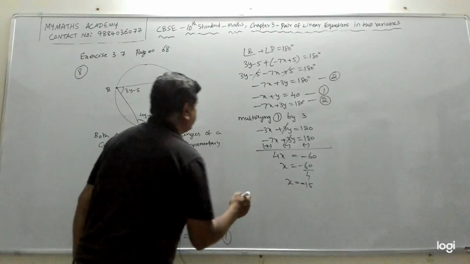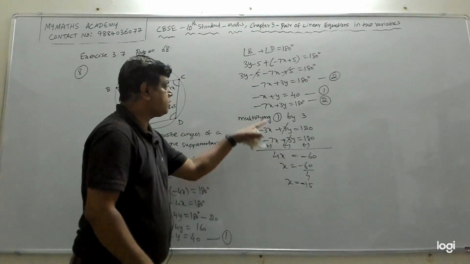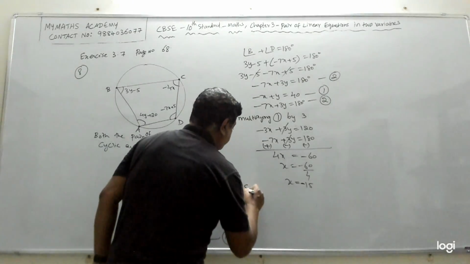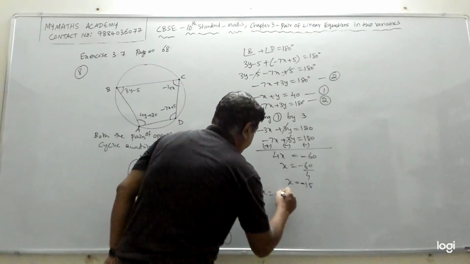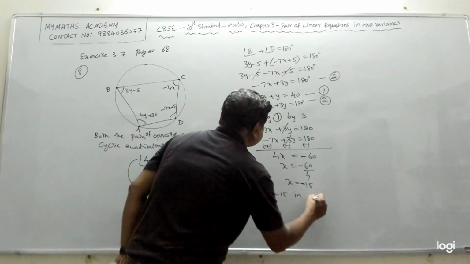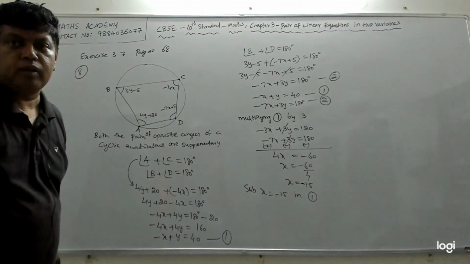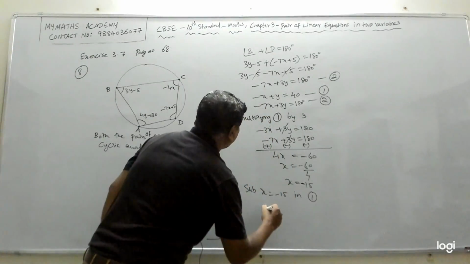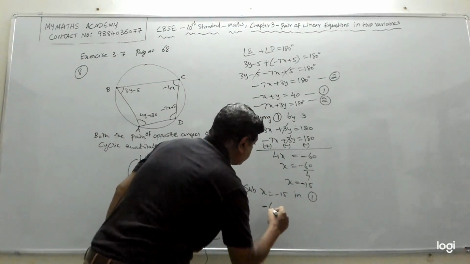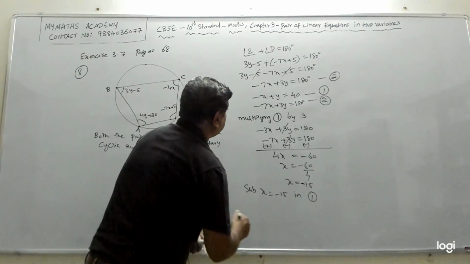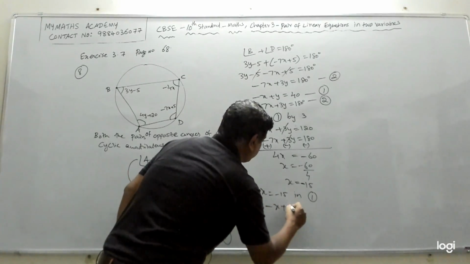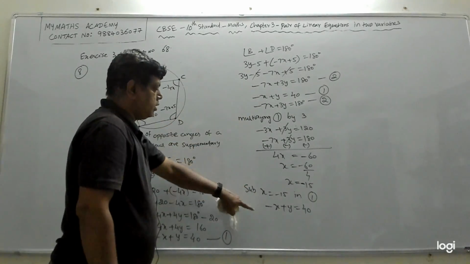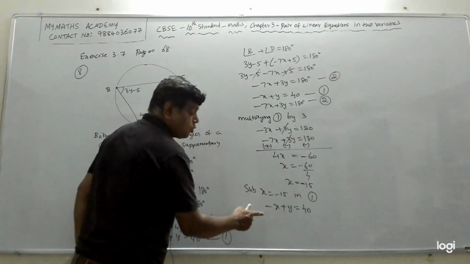We have to find the value of y. So we can substitute x as minus 15 in one of them. We'll substitute in this one. Right? So substituting x equal to minus 15 in the first equation. What do we get? I'll write the equation minus x plus y equal to 40. That is the first equation. Now you need to substitute minus 15 in the place of x. So here you have to be careful.